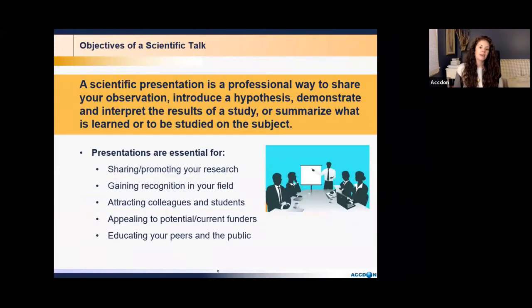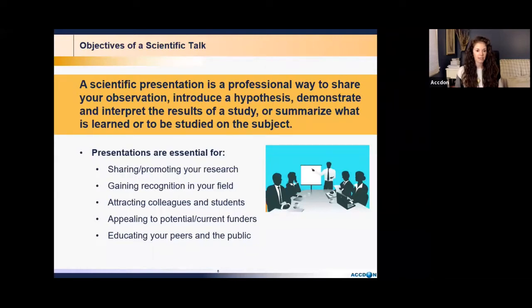A scientific presentation or a talk is a professional way to share any of your research observations, introduce hypotheses, and demonstrate and interpret the results of a study. In addition to that, it's also important to always summarize what you've learned or what you and your colleagues have learned and the future work that you're going to be doing on that specific subject. So it's simply a form of active communication.